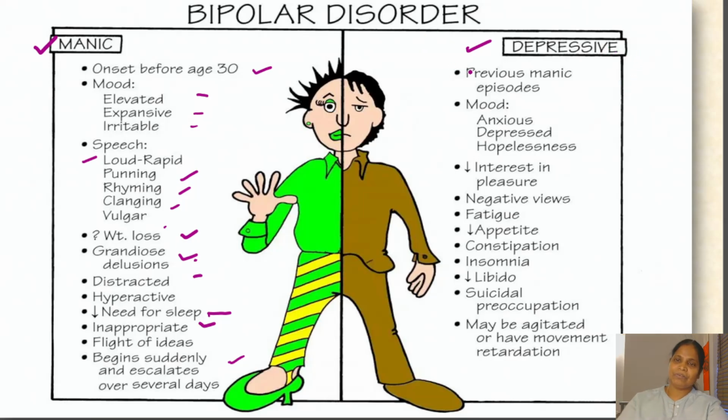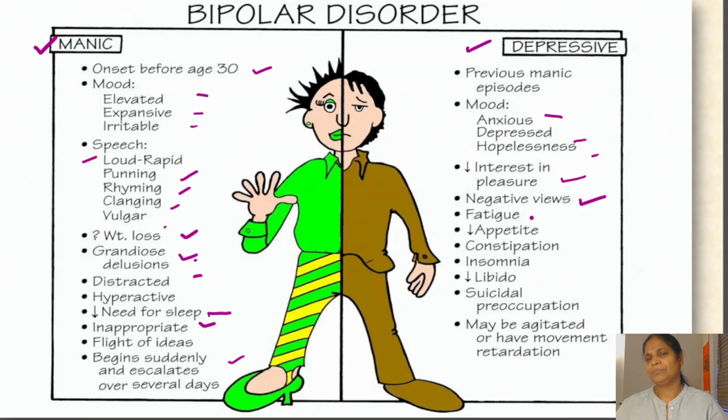If he is having a depressive episode, the mood will be anxious, depressed and hopeless. Now you can compare this figure: elevated, expansive and irritable in mania; here the person is anxious, depressed and hopeless. Decreased interest in pleasure, which I said in my depression video is anhedonia. Negative views of life, cognition and perception: negative perception of self, negative perception of environment, negative view of the future.